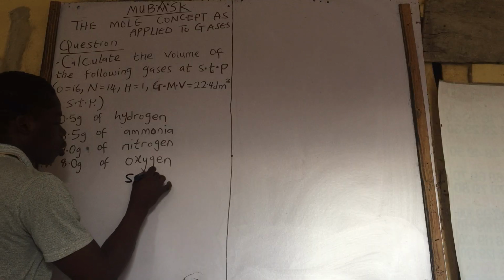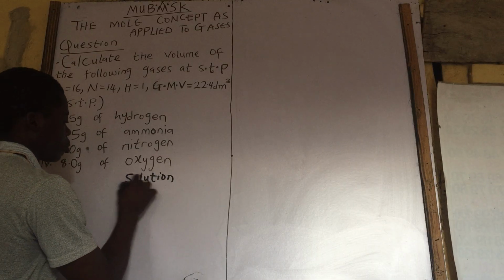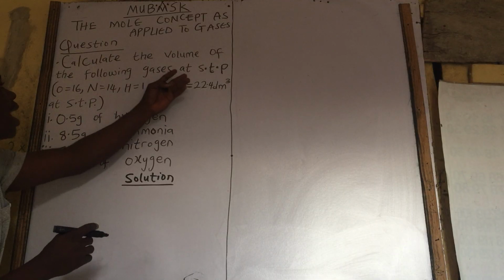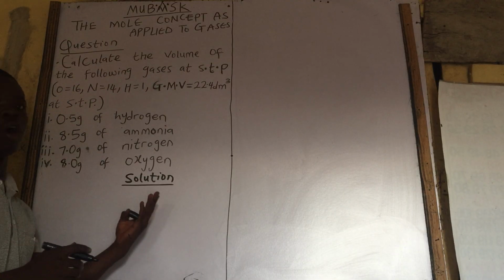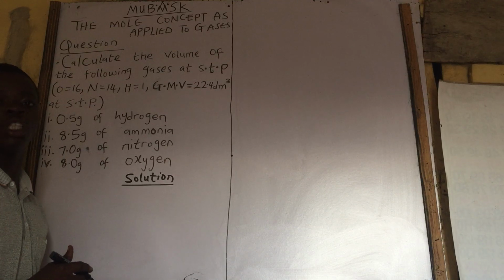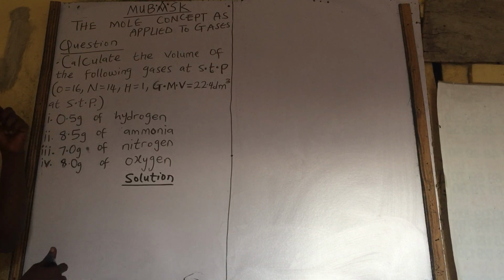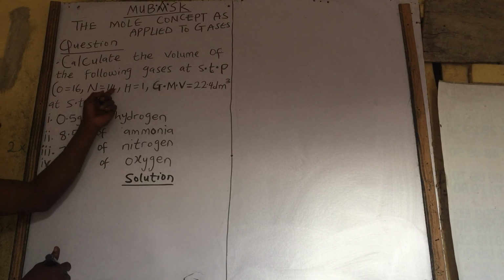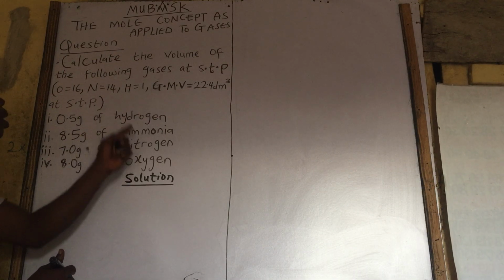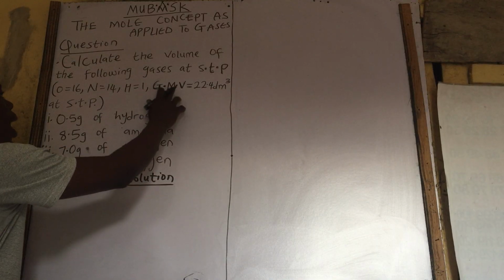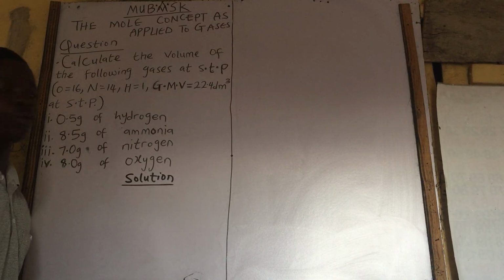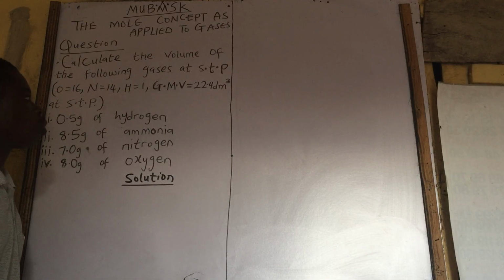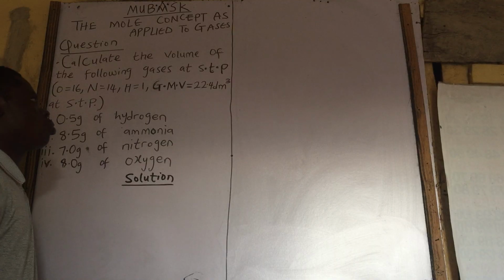Solution to the question given to us. Calculate the following gases at STP. The meaning of STP is standard temperature and pressure. They are giving us the mass number of oxygen, which is 16, nitrogen 14, and hydrogen 1. GMV equal to 22.4 dm³. What is the meaning of GMV? GMV means gaseous molar volume.